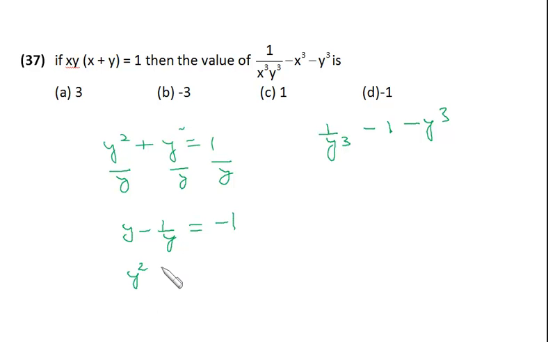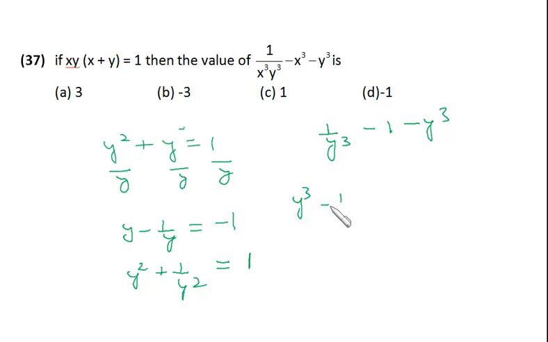Now y square plus 1 upon y square minus 2 is equal to minus 1, so is equal to 1, so it should be 1, right? I just did square of both the side. Y square plus 1 upon y square plus 2 is equal to 1, so y square plus 1 upon y square is equal to, since it is minus, so it will be getting minus 2, so that side it will be 2, so finally it will be 1, right?